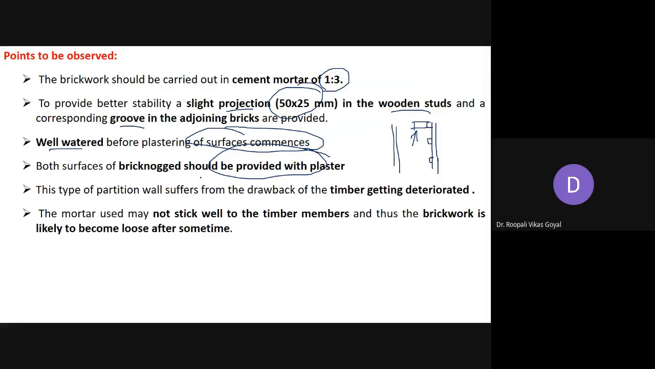Then this type of partition wall suffers from drawbacks. Timber may decay, deterioration will happen, and termites may attack. So that may be one of the problems, one of the drawbacks possible in such a brick nog partition wall. And the mortar which is used may not stick well to the timber members, because normally this mortar is used for brickwork and jointing, so it may not stick well to your timber members, and thus the brickwork is likely to become loose after some time. Okay, so these are some of the drawbacks of such a brick nog partition wall.